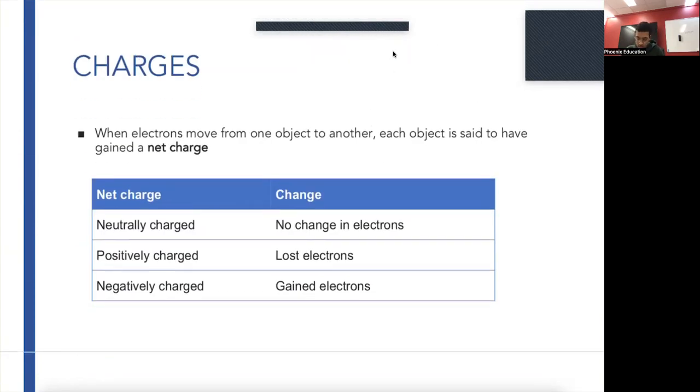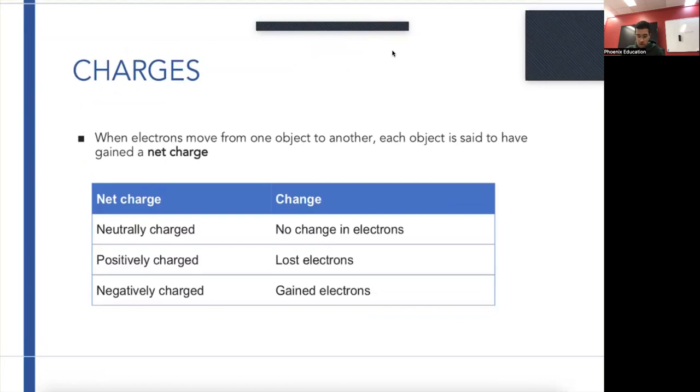So charges here, this is to recap. So neutrally charged, so neutrons have no charge, positively charged. So if an atom loses electrons, that means it has more protons than electrons, right? If an atom has more protons than electrons, then it's going to have an overall net positive charge. That's why we say positive charge for atoms that lose electrons.